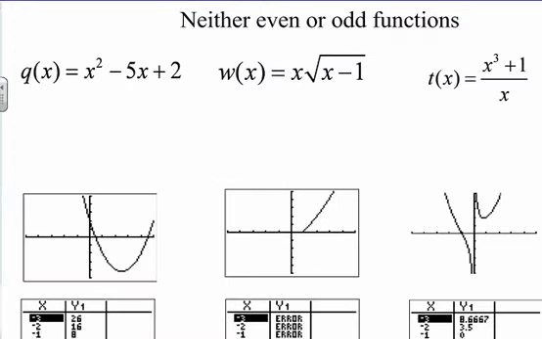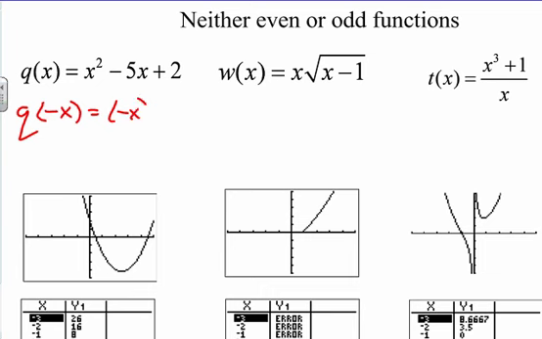Now, sometimes what we have are what are called neither functions, okay? Neither odd nor even means that we have neither symmetry over the origin nor symmetry over the y-axis. Well, how can we identify this? Let's check this out. We go through the same procedure. We plug in negative x, and we identify if it stays the same or if all the terms turn to the opposite.